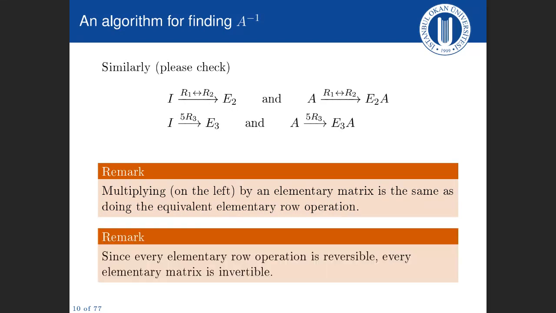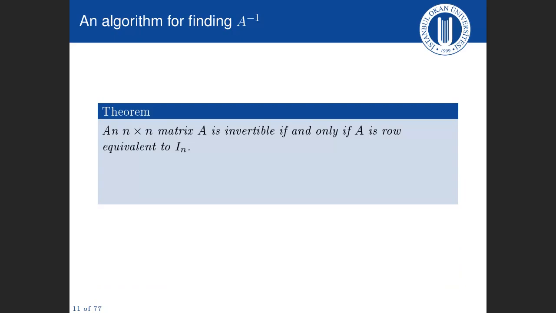But remember, all of these elementary row operations are reversible. Swap 2 rows, swap them again, you're back to where you started from. Multiply a row by 5 and then multiply it by a fifth, you're back to where you started from. That means every elementary matrix is invertible. And elementary matrices are important for this field.